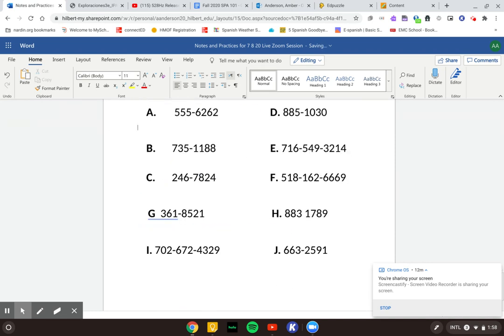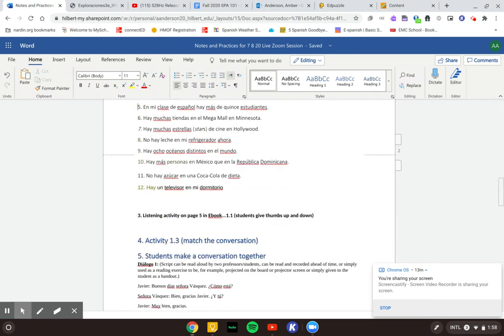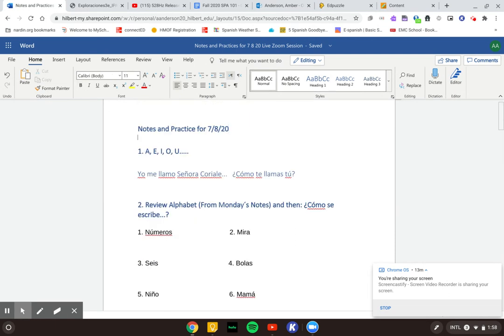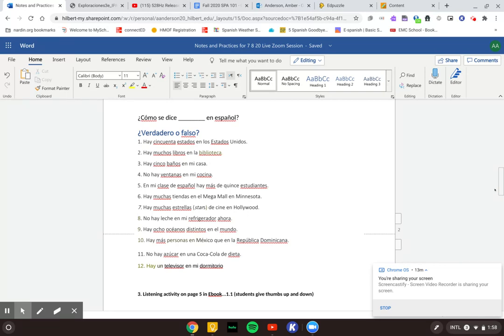So for número 1, my computer wants to jump a lot today. For número 1, you're going to tell me if these are verdadero or falso with the following statements. Número 1. Hay 50 estados en los Estados Unidos. Is that verdadero or falso? You might ask me, ¿Cómo se dice 50 en español? 50 is 50 en español. ¿Cómo se dice estados? States. So for this one, it would be verdadero.